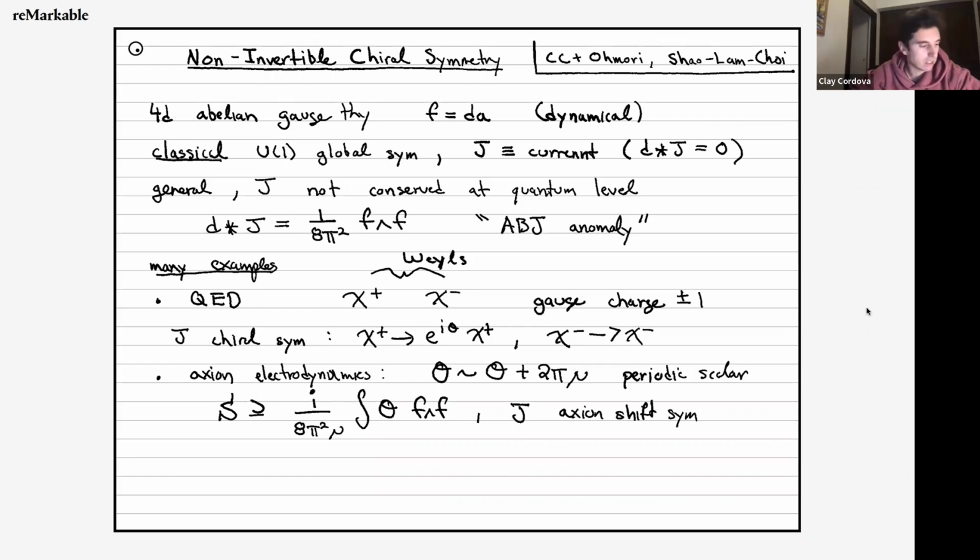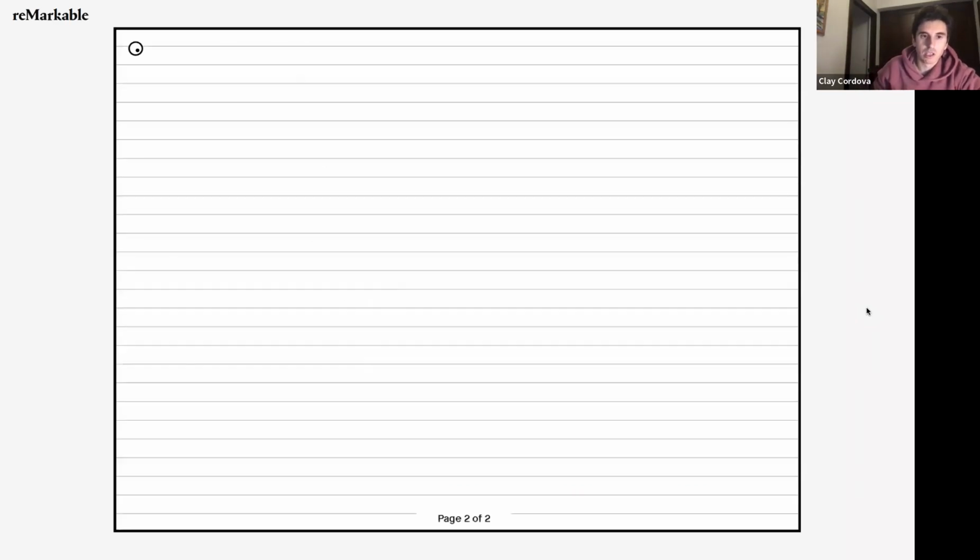Of course, there are discrete analogs. You can generalize this in lots of ways, but we're going to focus on this class of examples and this kind of anomaly. And let me highlight here some puzzles and questions.